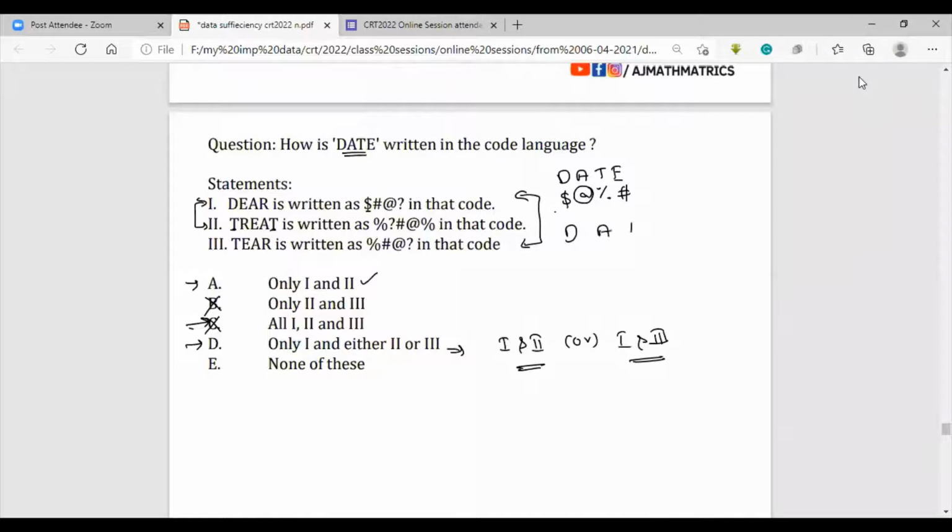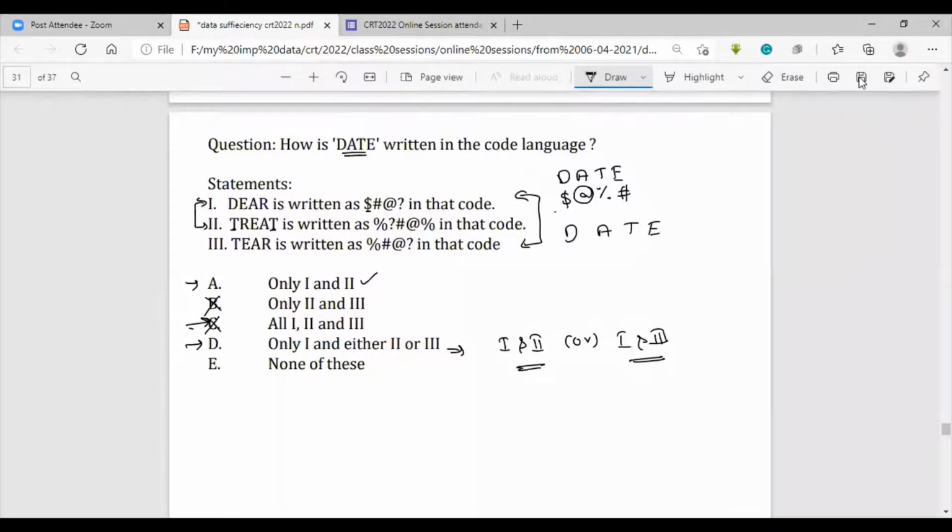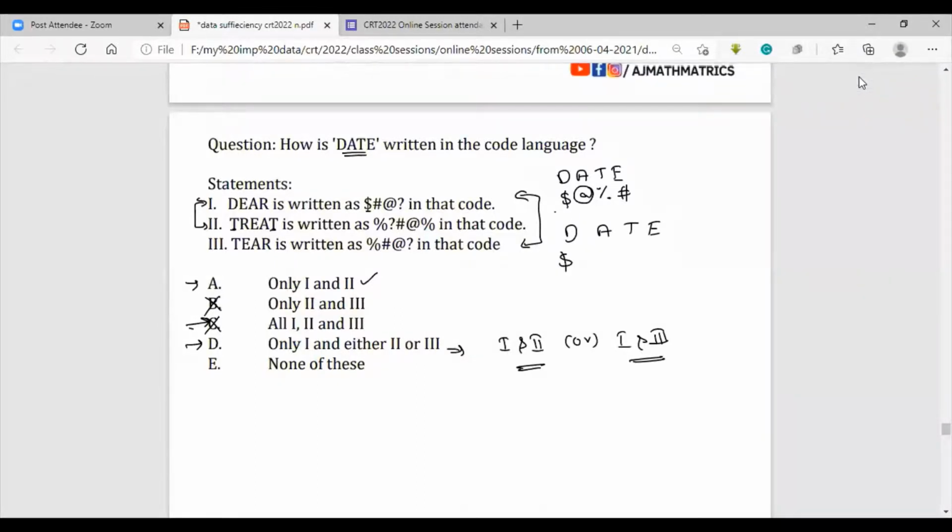So DATA. D code is dollar from the first statement. E code is what? Hash. That's clear. And A code is at the rate. And the T code we need to find out. See, in the third one also the T code is given, like percentage. Okay. So 1 and 3 are also sufficient. So the answer for this question is D. It's not A. It is D. Clear, guys?